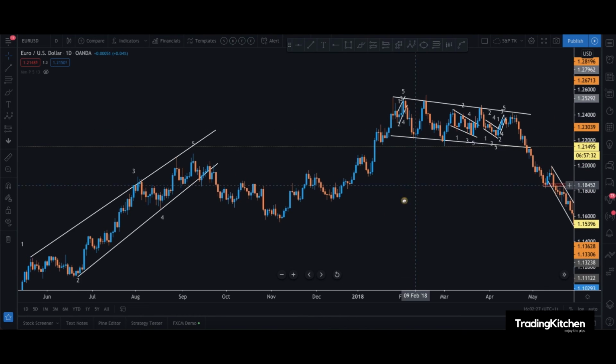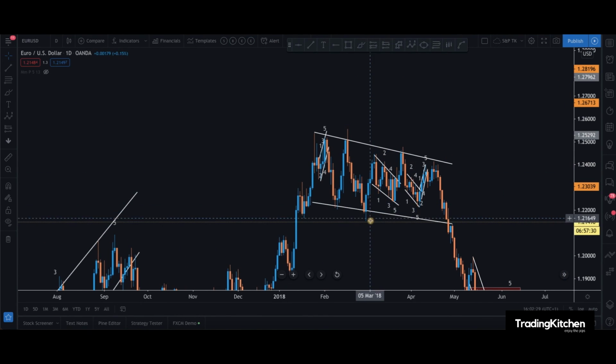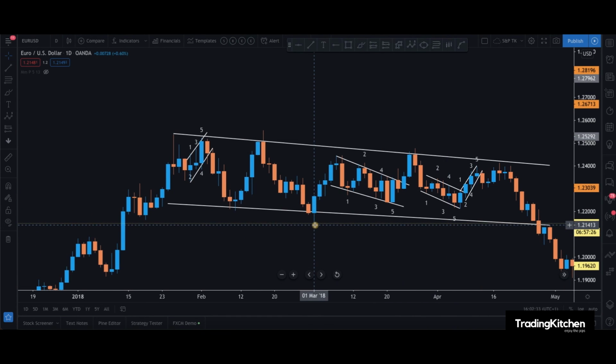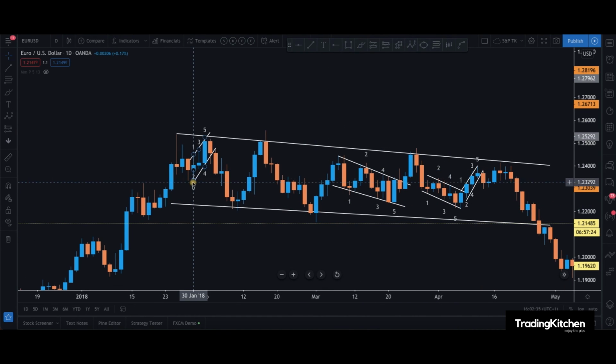Look at this. This is a very good example, because channel in the channels. Okay, so we have a very big channel on the daily time frame, and on the lower time frame we have a lot of other confirmations, a lot of other patterns.